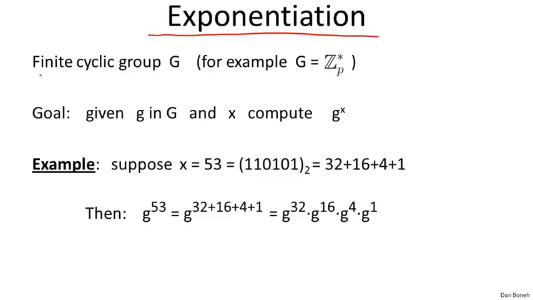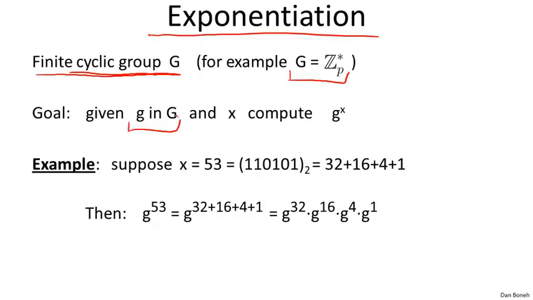So imagine we have a finite cyclic group G. All this means is that this group is generated from the powers of some generator little g. So for example, think of this group as simply Zp star, and think of little g as some generator of big G. The reason I'm stating it this way is I want you to start getting used to this abstraction where we deal with a generic group G, and Zp star really is just one example of such a group. But in fact, there are many other examples of finite cyclic groups.